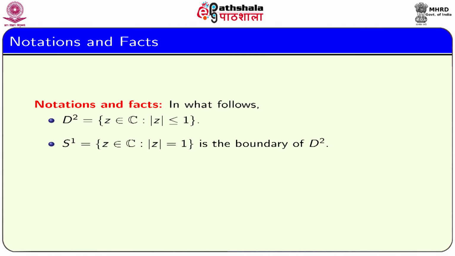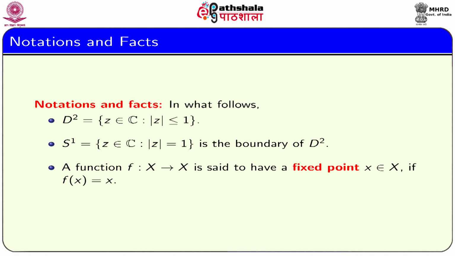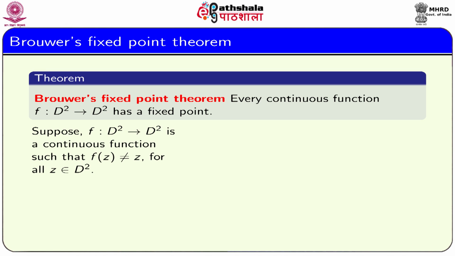In what follows, the closed disk is denoted by D2. The boundary of the closed disk D2 is denoted by S1, and a function f is said to have a fixed point x if f(x) equals x. Now we state Brouwer's fixed point theorem. It says that every continuous function f from D2 to D2 has a fixed point.